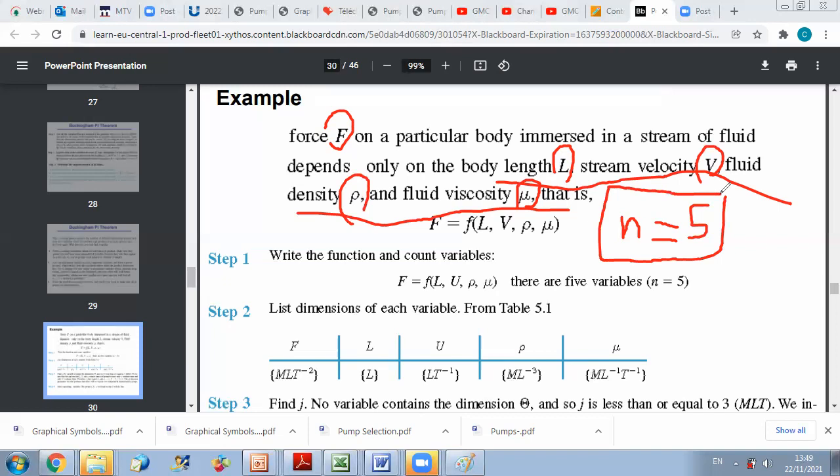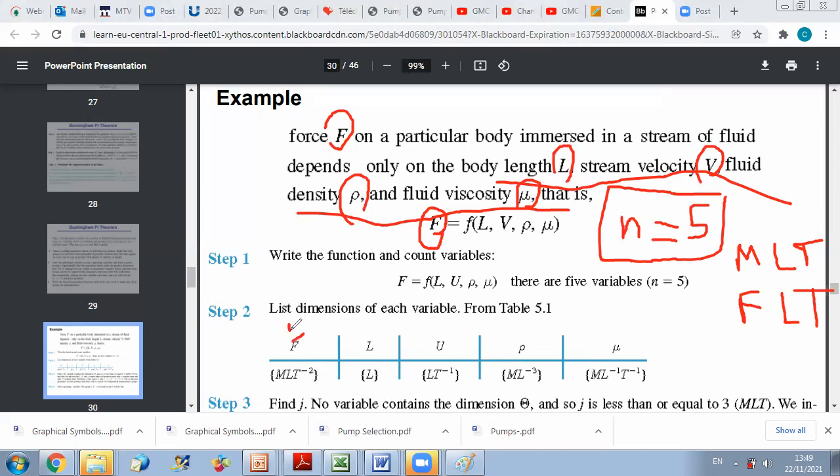The second step will be to find the dimensions of each variable. You can put the dimensions in MLT system or in FLT, any system you want. You can work in the system that you want, okay? Let us say here we want to define these variables' dimensions in MLT system. I start first with the force. If you forgot, no need to memorize anything. You can derive back all dimensions.